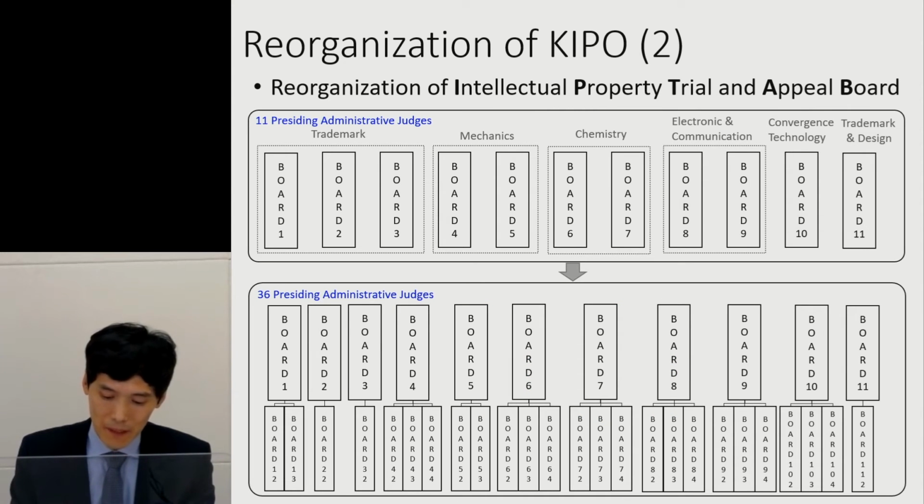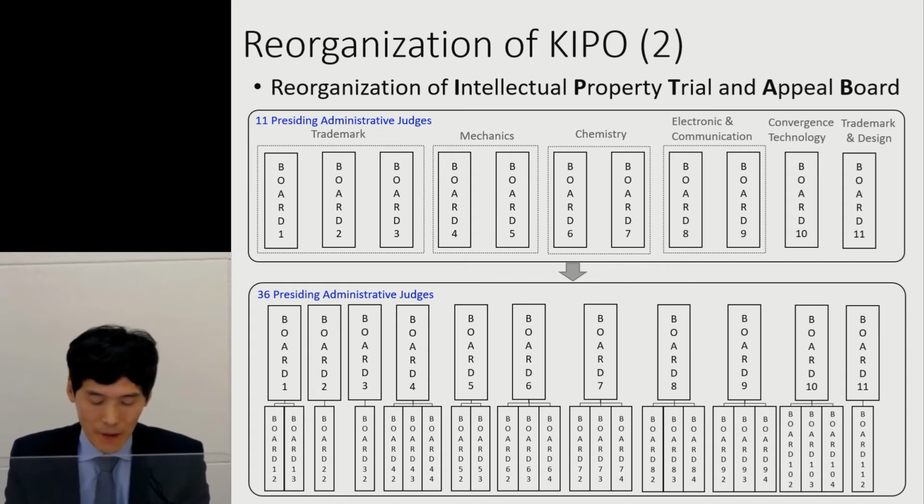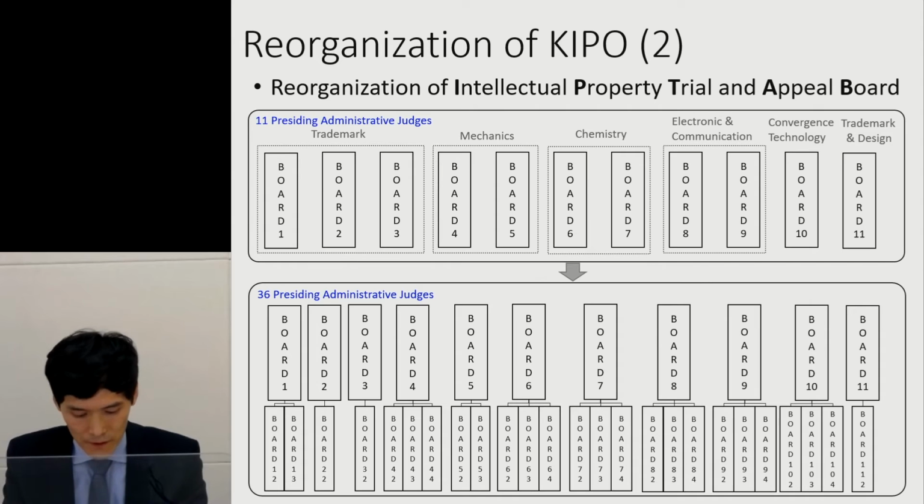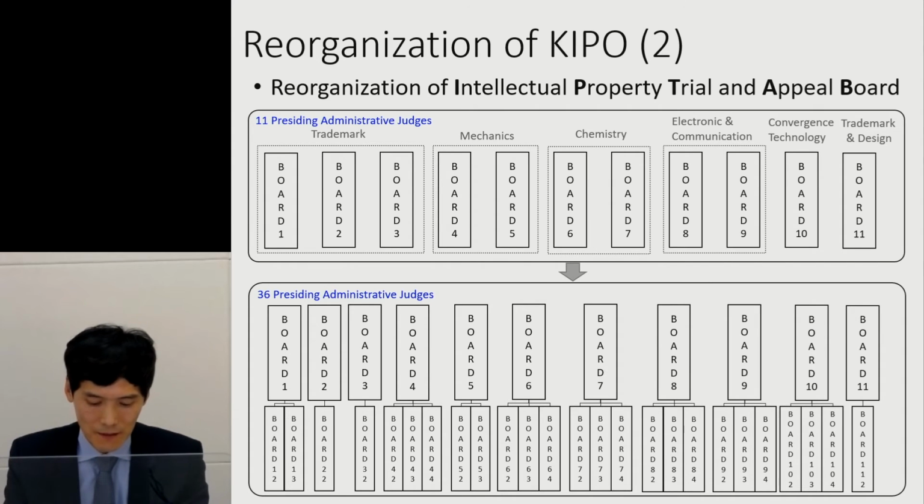IPTAB has been making its best effort to provide reliable and fair IP dispute resolution. IPTAB has expanded its operations from 11 boards to 36 boards with 36 presiding administrative judges in order to ensure independence, transparency, and expertise of its boards. For your information, the board 8 and 9 are related to AI and IoT. Next, please.